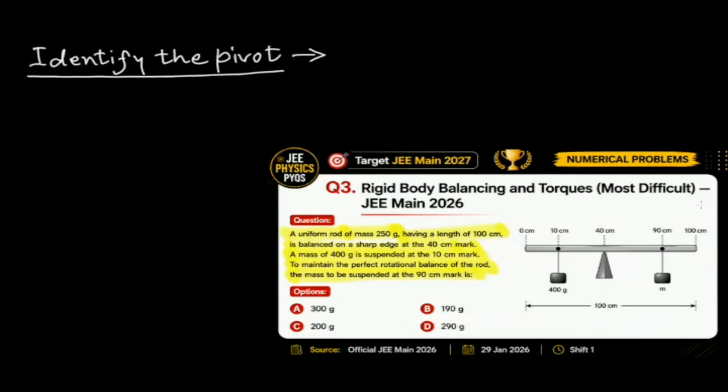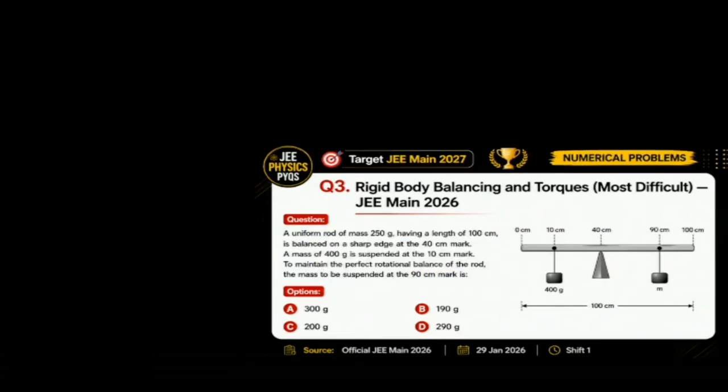First, we have to identify the pivot. The rod is supported at the 40 centimeter mark here. So we take this point as pivot. For rotational equilibrium, the net torque about the pivot must be 0. So clockwise torque must equal anticlockwise torque. Let us identify the forces and coordinates.